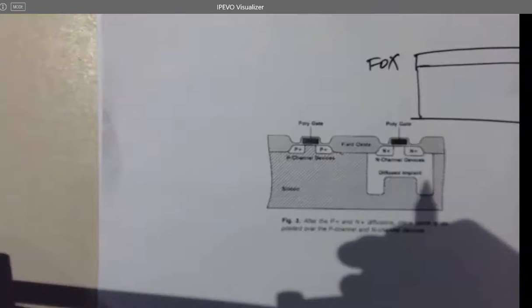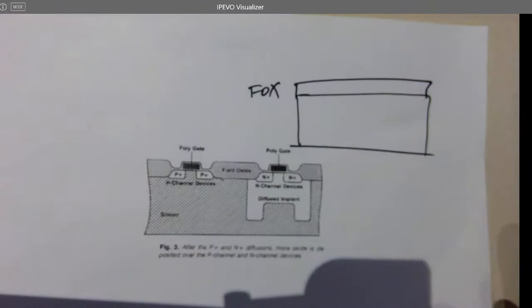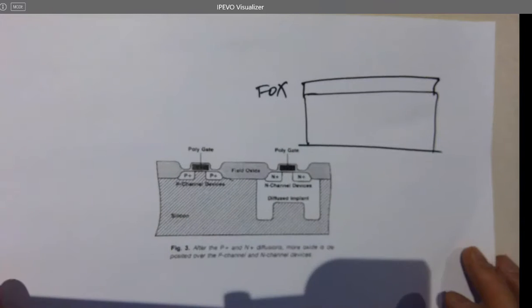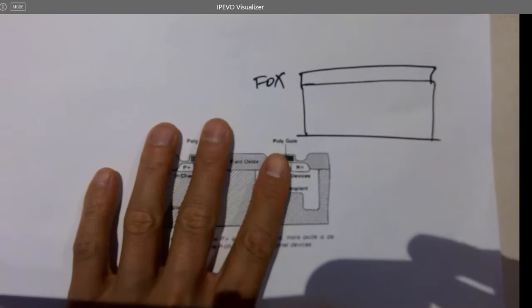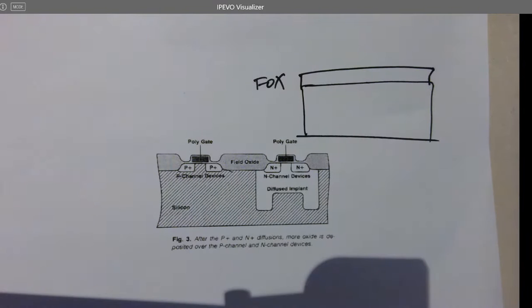So how are these layers fabricated in the semiconductor industry? It's mysterious, right? It's very complicated. How does that work?